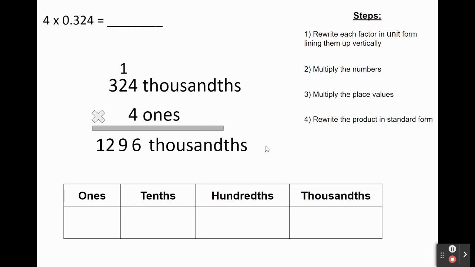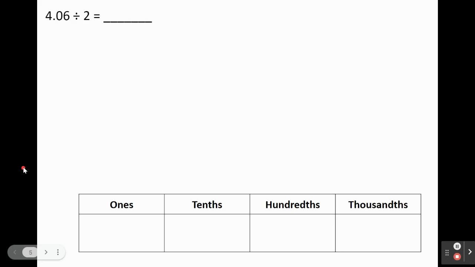Let's place the 6 in the thousandths place since that's the last digit. The 9 is regrouped to the hundredths place. The 2 would be regrouped to the tenths place, and the 1 is regrouped to the ones place. Remember, the decimal point always goes between the ones and the tenths place. So our answer is 1 and 296 thousandths. Finally, let's divide 4 and 6 hundredths by 2.